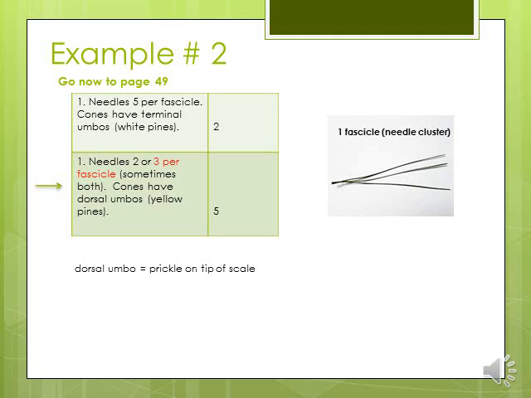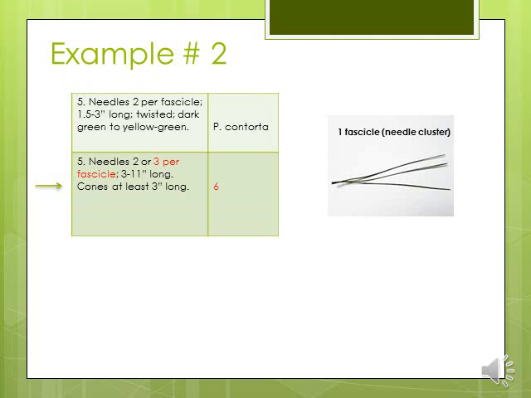Next, it asks if there are 5 needles per fascicle or 2 or 3 needles per fascicle, and this has 3 needles per fascicle. So that's going to lead us on to number 5. Number 5 asks if there are 2 needles per fascicle or 2 or 3 needles per fascicle. So this is one where if there were 2 needles per fascicle, you would want to read the rest of the statement. But since we have 3 needles per fascicle, it only fits with that second number 5. So we'll go ahead and move on to question number 6.